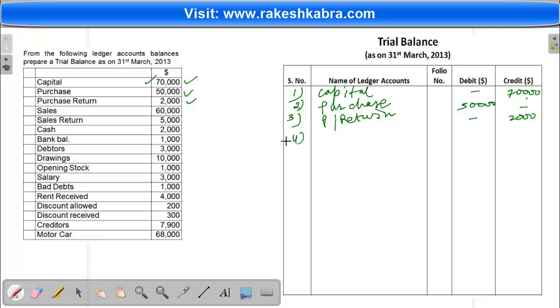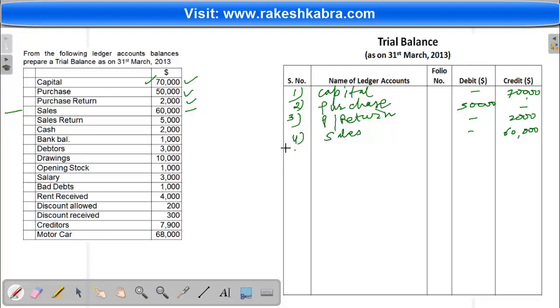Now tell me the fourth account, which one? Sales. Not sales returns, first sales. Now what is the balance? 60,000. Now tell me, debit or credit? Yeah, sales means we are selling, the goods are going, so credit what goes out. So this 60,000 we will write in the credit column. Agree?